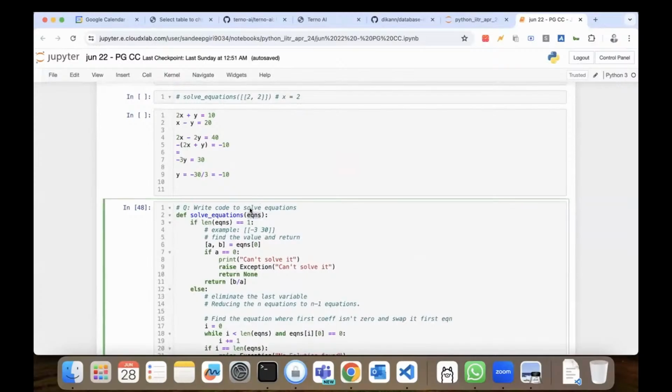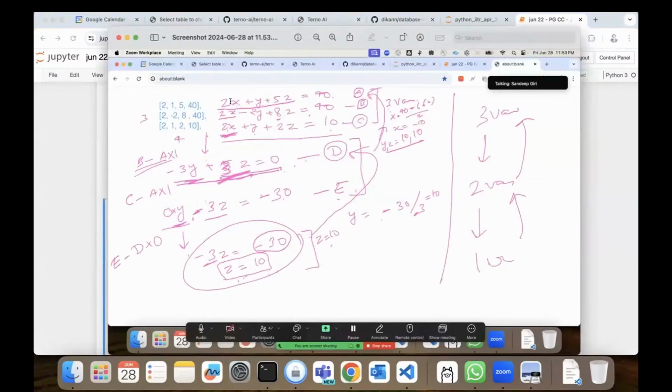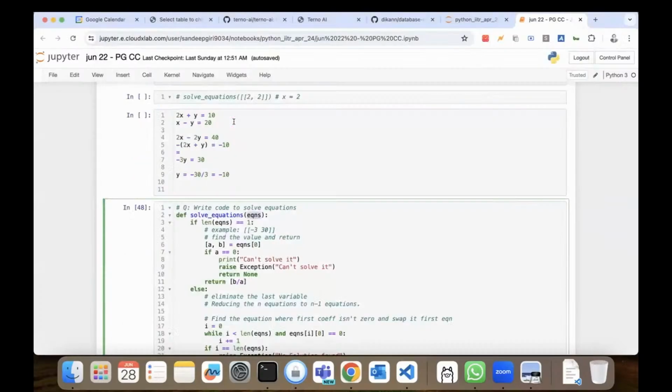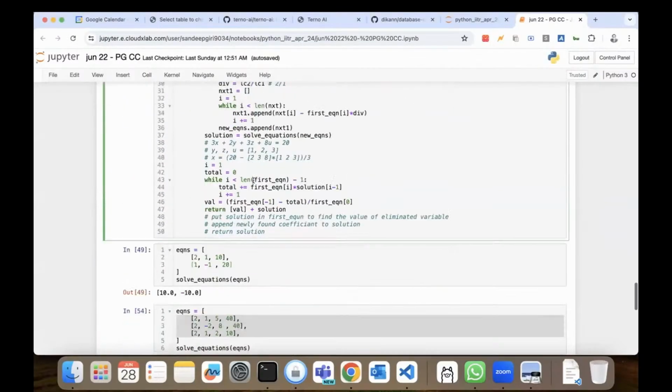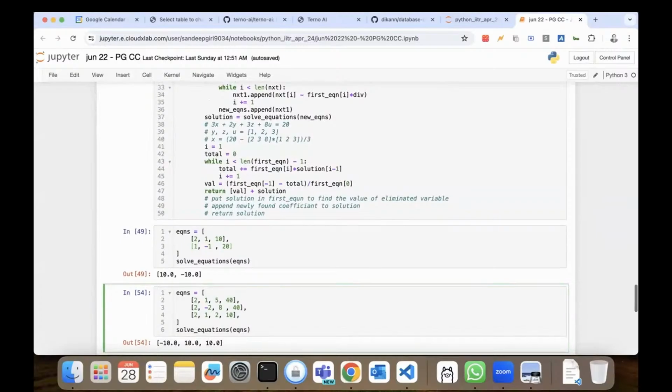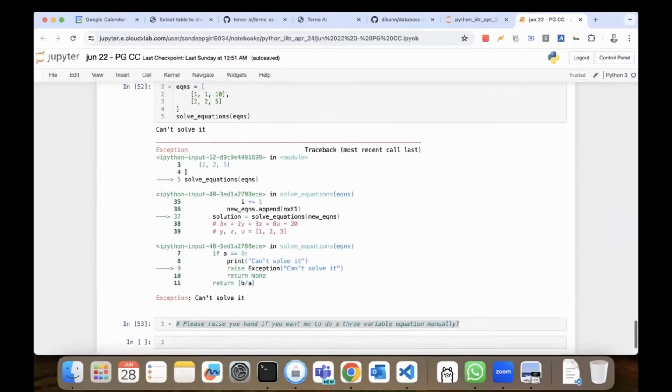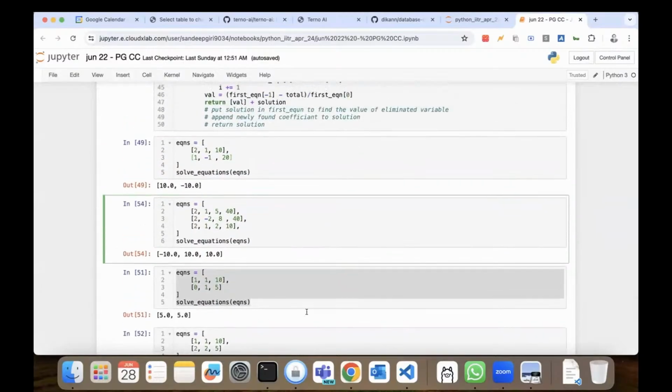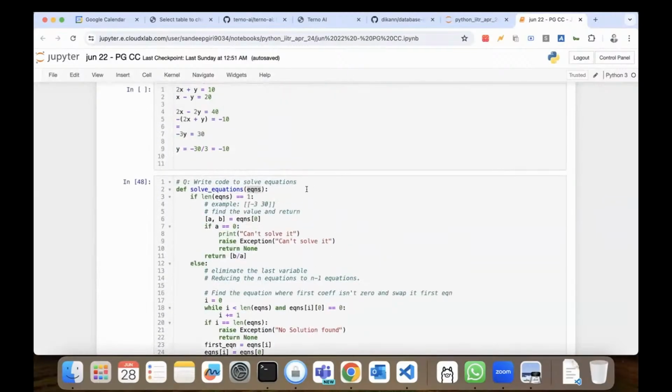Okay, so we have equations. How many equations do we have? 3 equations, correct? So our data looks like this. Where is that equation? This one, right? This is the equation. So we have 3 equations. You can see it's an array of arrays of values. Now we go back up here.